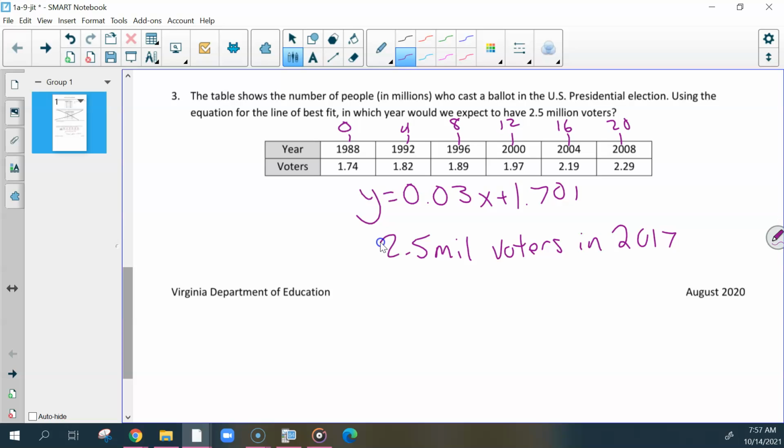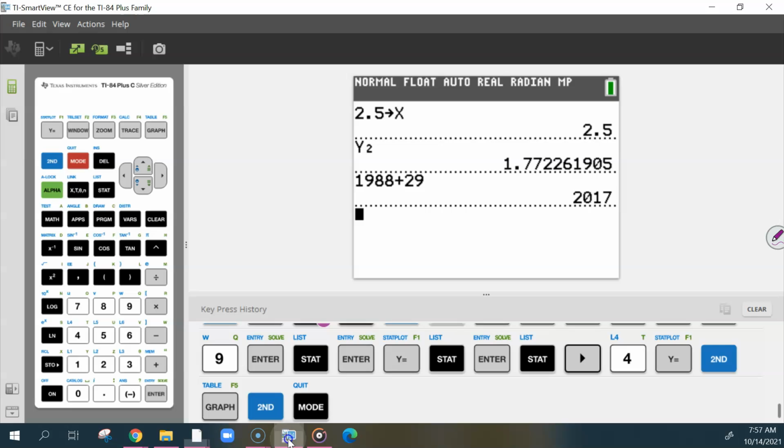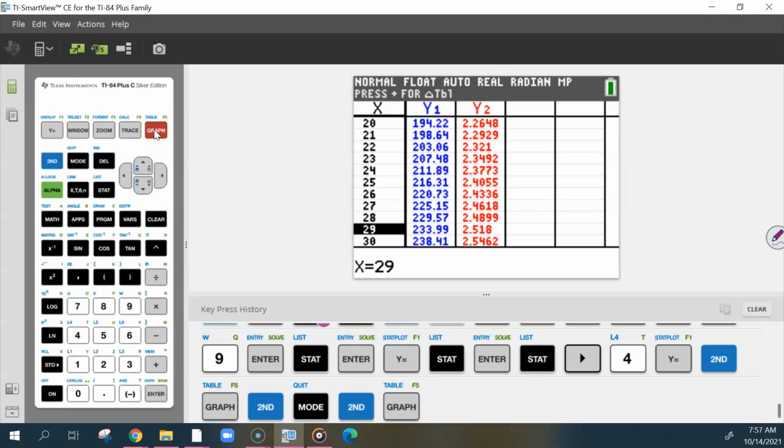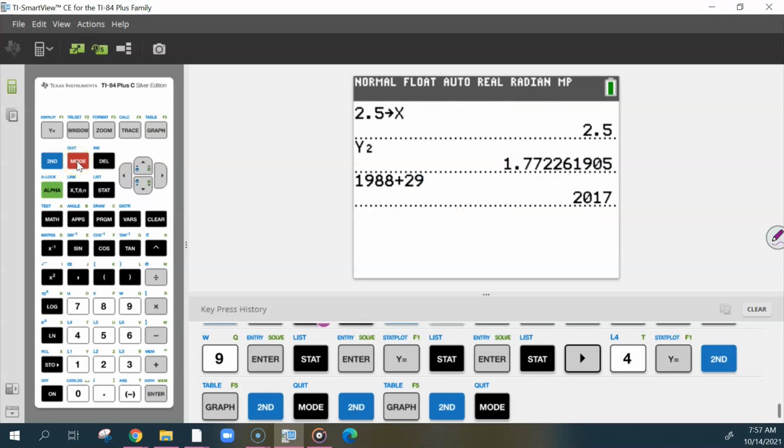How did you get to 27? So from the table, I got that 29. So it was like all the way here. I scrolled down until I found this y value. I looked at what my x value was. Remember that we changed our x's from the years to these numbers. The numbers represent how many years later it is. And then I added this 29 to the original year.